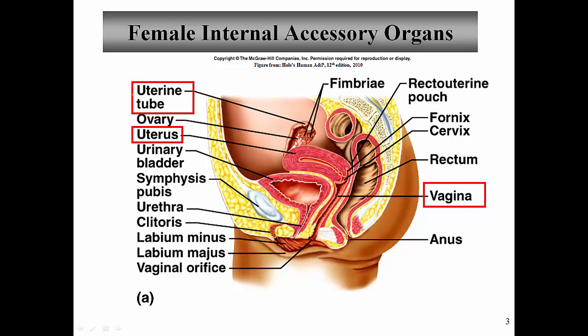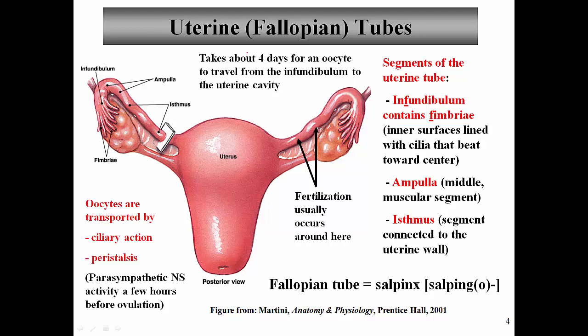The ones we're going to be talking about here, as you see in this pelvic sagittal section, include the uterine tube, which is also the fallopian tube as we mentioned, the uterus, and the vagina. Let's first talk about the uterine or fallopian tubes. These are the tubes, of course, that connect the ovaries to the uterus, and the tubes have several anatomical segments as you see on the right.